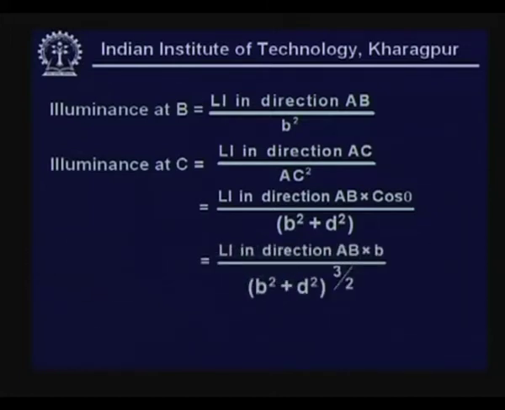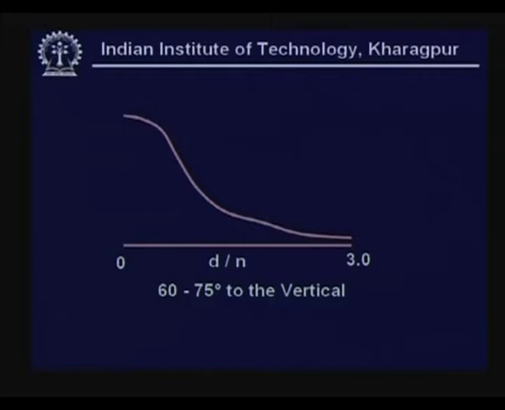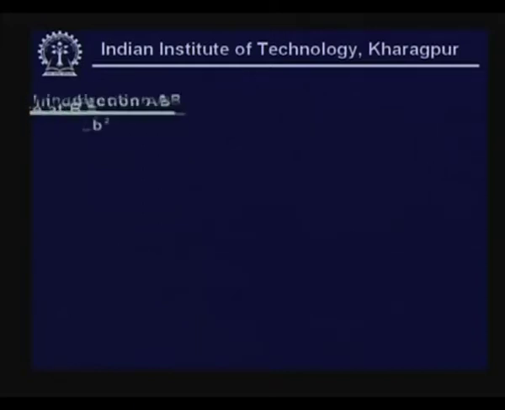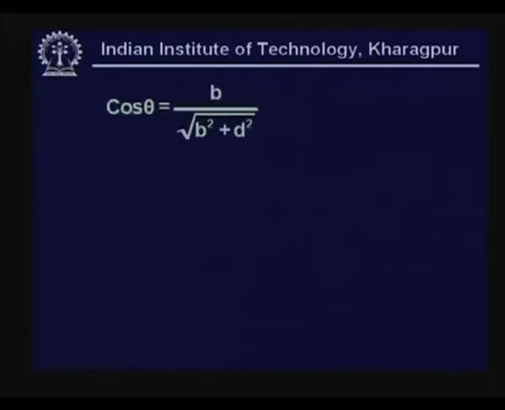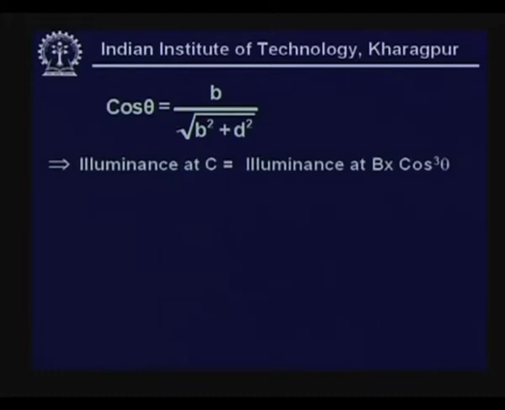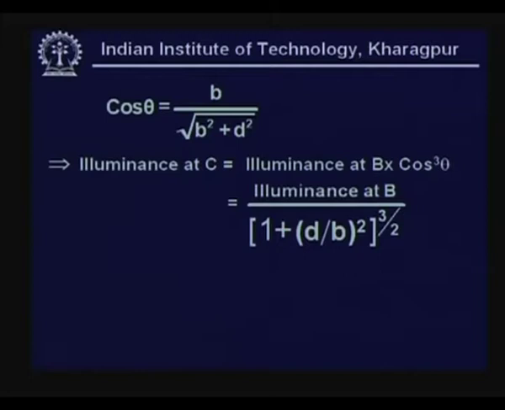And you find that the luminous intensity in terms of AB, one could express like this, and this is how one has been able to draw this curve with respect to distance. Observe that in this relationship you could bring this b, and this is how one does. Remembering cos theta is b by AC. So what do we get? We get that illuminance at C is nothing but illuminance at B into cos cube theta, or expressed in other words is 1 by (1 plus (d by b) squared) to the power 3 by 2.